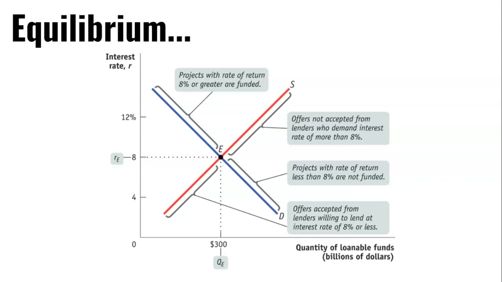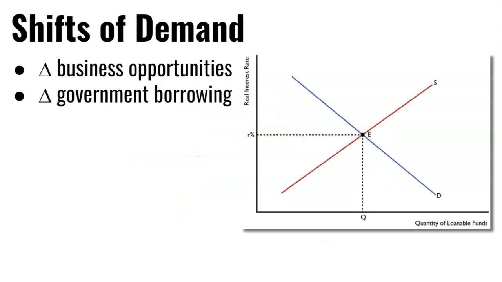If the interest rate was lower than 8% for some reason, if loans were going out at 4%, then we would see a shortage of loanable funds. There'd be a lot of people willing to borrow at 4%, but very few people, or certainly fewer people, willing to lend at 4%. And so we would begin to see the price begin to rise till we got to that equilibrium point.